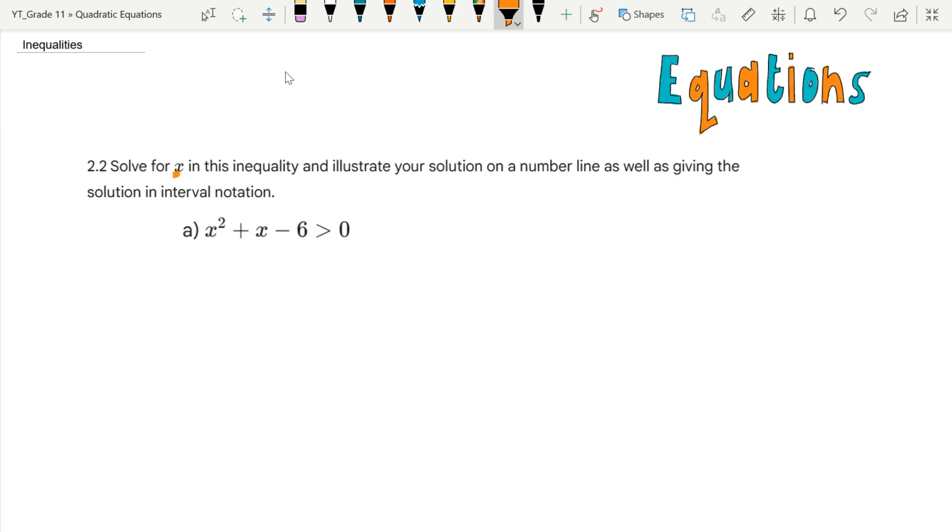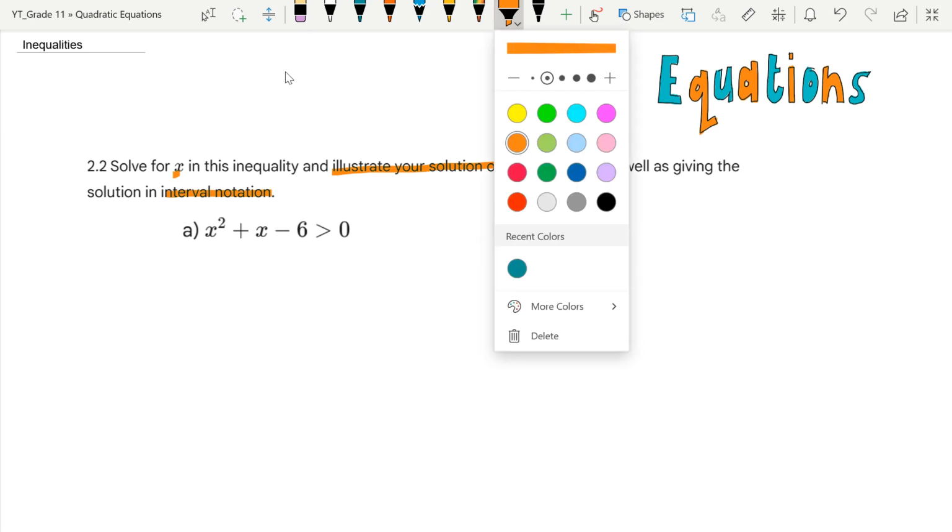Let's read the question. Solve for x in this inequality and illustrate your answer on a number line. Okay, so we need to make sure that we remember to do that. And give your solution in interval notation. Okay, so they're also very specific in which format or which notation they want the answer. Let's get going.